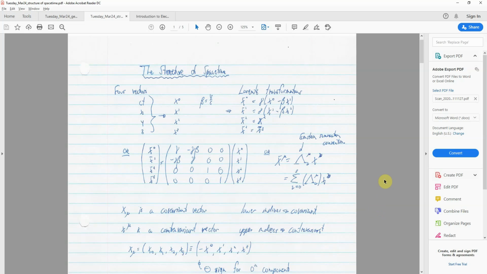So we've already talked about Lorentz transformations. Now we want to talk a little bit about the structure of spacetime, Minkowski diagrams, and covariant and contravariant vectors. So now that we've recognized that we can't just think of space and time separately, but these Lorentz transformations actually affect both space and time, we'll lump these together into spacetime.